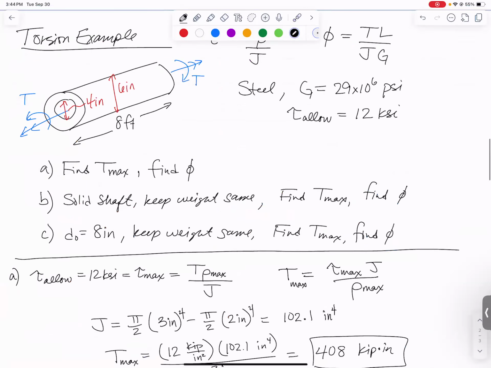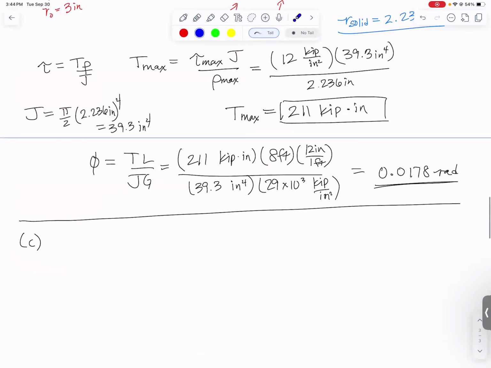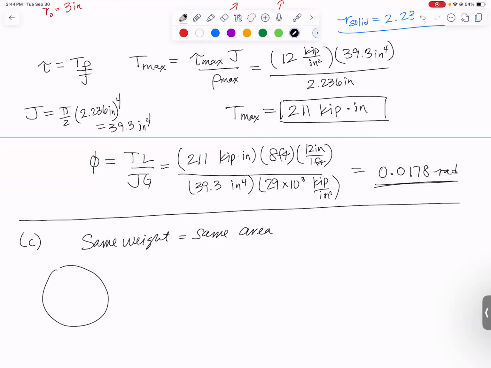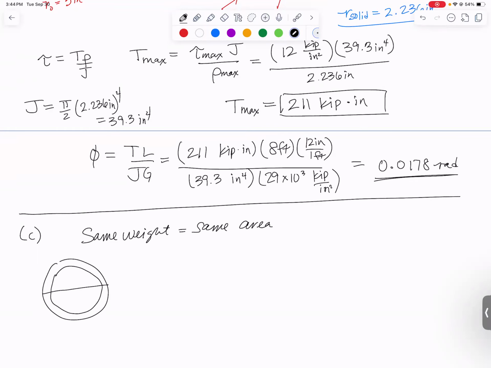Let's do part C. Now we want to keep the weight the same, but have a very big outer diameter. See what our max torque and our angle of twist look like. In order to keep the weight the same, we need to have the same area. So you can use either of the ways that we calculated area before, but this time we're going to have something that is probably very thin, but we know that it has an outer diameter of 8 inches, so the outer radius would be 4 inches.